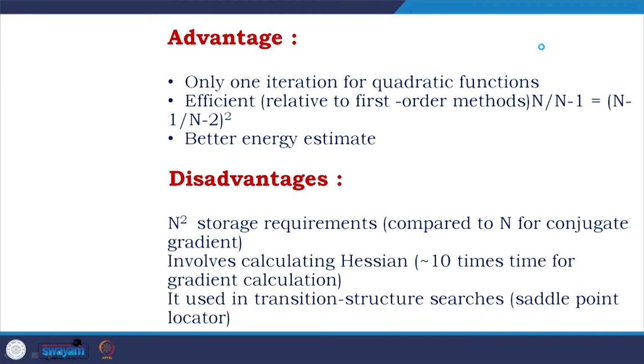So, advantage: only one iteration for quadratic functions, efficient relative to first order methods, better energy estimate. Disadvantage: n square storage requirement compared to n for conjugate gradient because of the second derivative, and it involves calculating the Hessian, which is 10 times more gradient calculation. It is used in transition structure searches, which we have shown with the saddle point. The saddle point, as I told, is very important for identifying the transition state of a reaction, or the transition state or intermediate of a biochemical reaction.